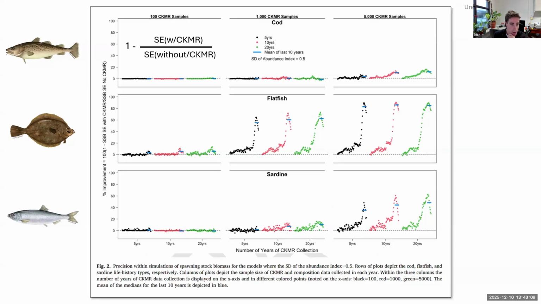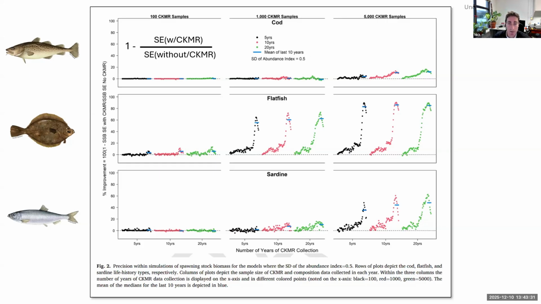Okay, so for the first column, at the 100 sample size level in each year, we're basically not giving any information to the assessment. Recall, we weren't really finding any pairs at that level. At the 1,000 level, we're still not providing any information really to cod. We're starting to provide quite a bit for the flatfish case, and you can see it slightly increases as the length of collection increases there. In sardine, we're finally starting to uptick in the amount of information we're actually providing the assessment.